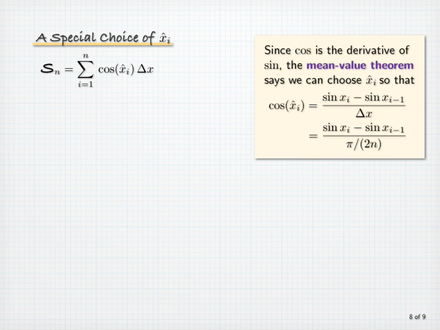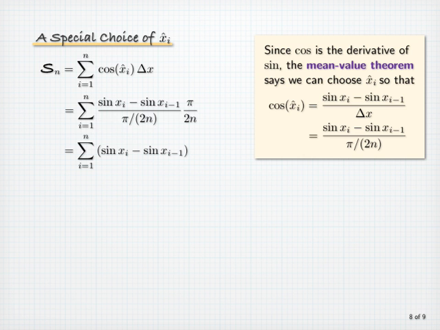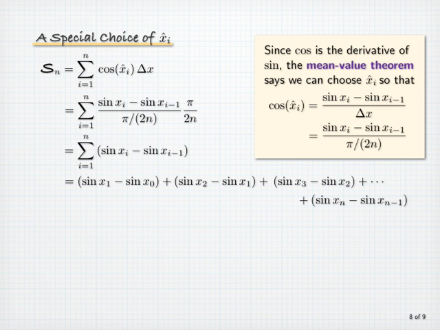So now we substitute that value of cosine x hat sub i into our sum, and a minor simplification results in the sum from i equals 1 to n of the sine of x_i minus the sine of x_{i-1}. Now let's write out a few terms of that sum. The first term is the sine of x1 minus the sine of x0. The next term is sine of x2 minus sine of x1. The third term is sine of x3 minus sine of x2, and so on. And the last term is the sine of xn minus the sine of x_{n-1}.